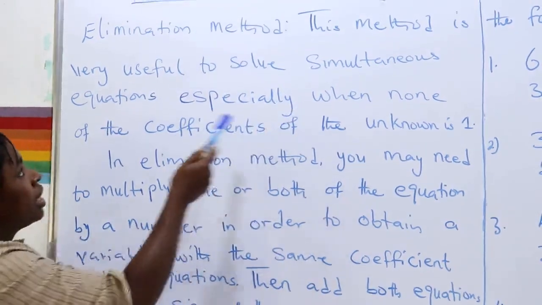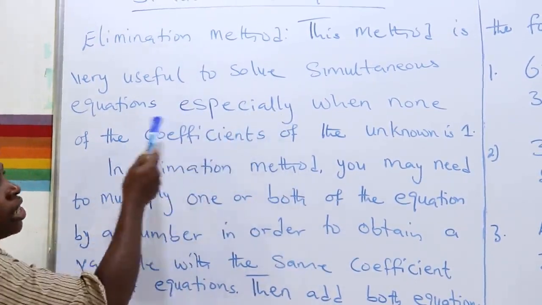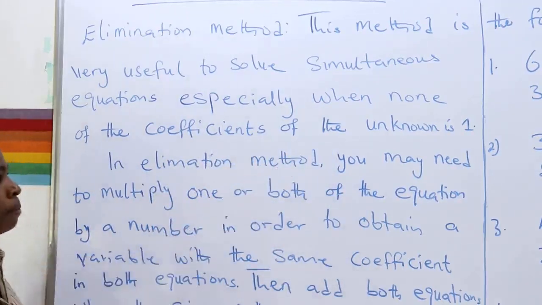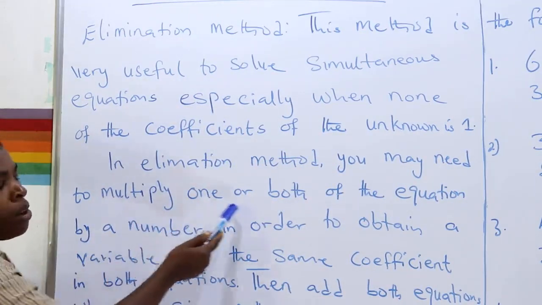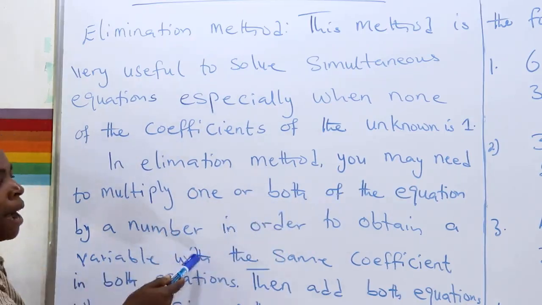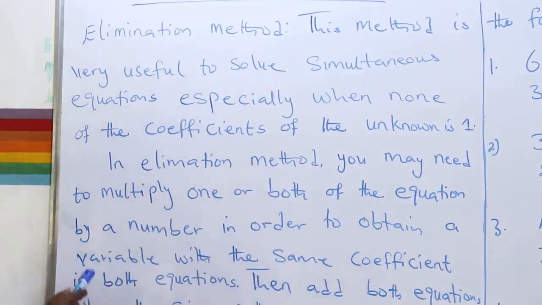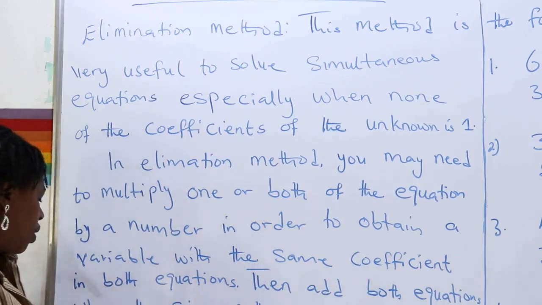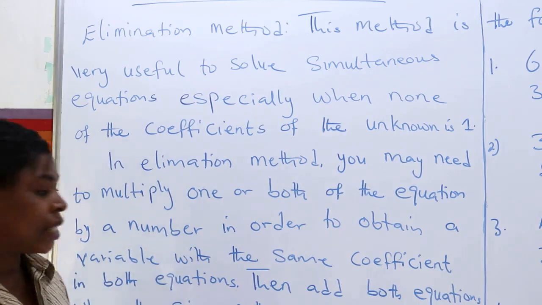So I say that this method is very useful to solve simultaneous equations, especially when none of the coefficients of the unknown is 1. In elimination method, you may need to multiply one or both of the equation by a number in order to obtain a variable with the same coefficient in both equations. Then add both equations when the signs of the variables you want to eliminate are opposite, but subtract them when the signs are the same.